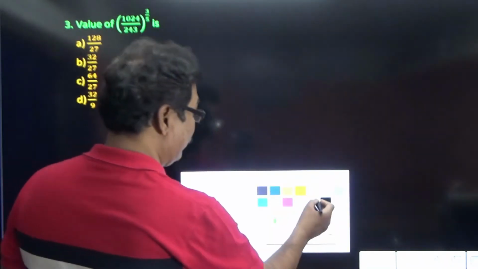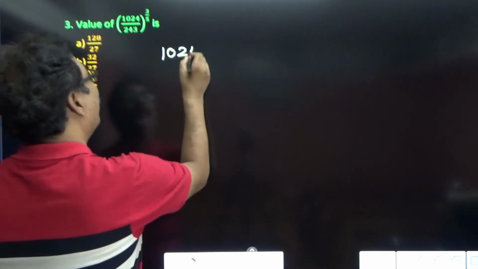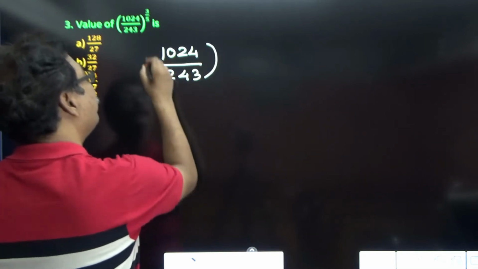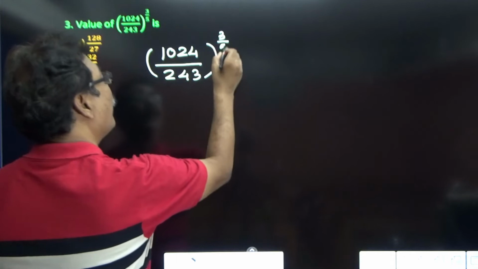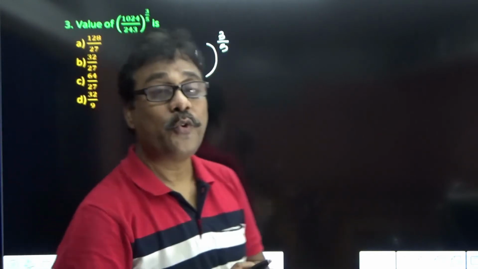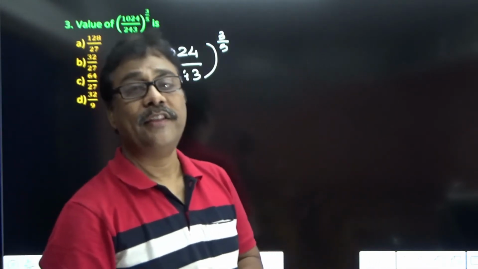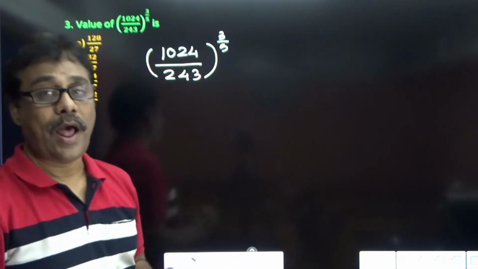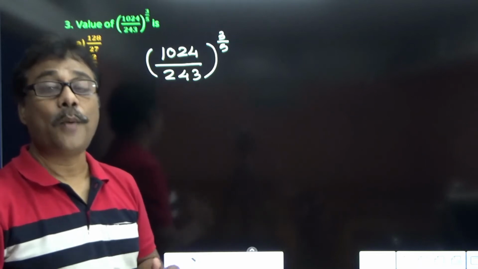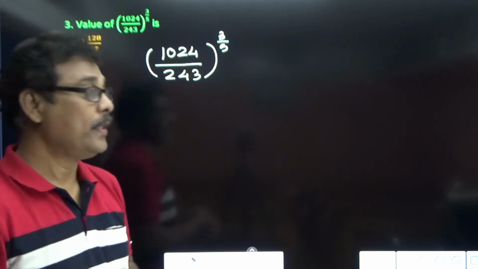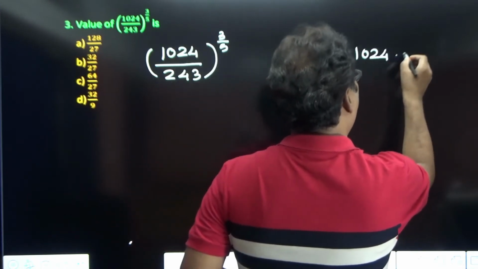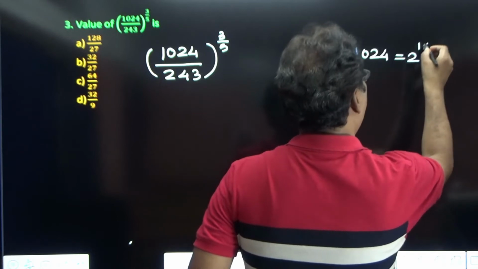Next one is 1024 divided by 243, to the power 3 by 5. Basically this question is meant for the power. I'll have to express this 1024 in terms of prime numbers. So if I write 1024 in terms of a prime number, I am going to get 2 to the power 10.